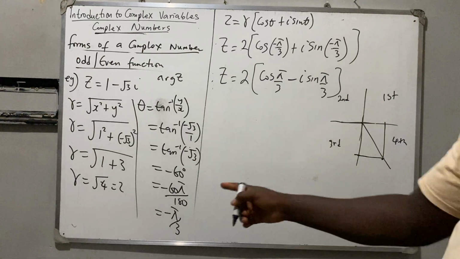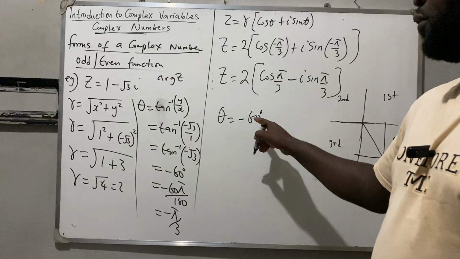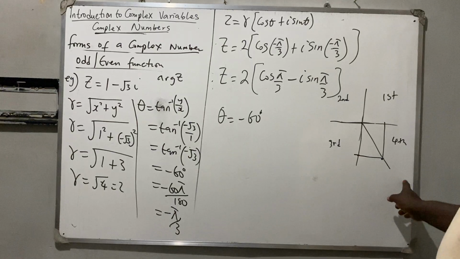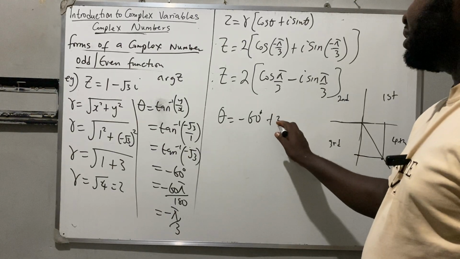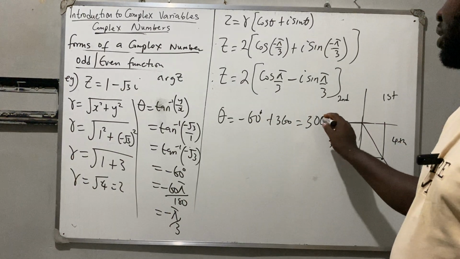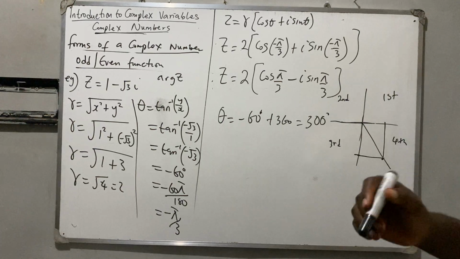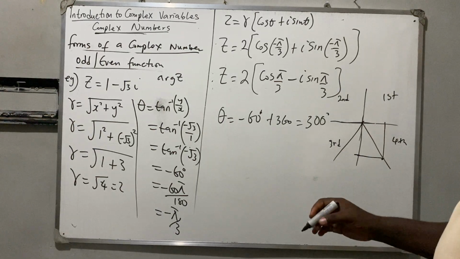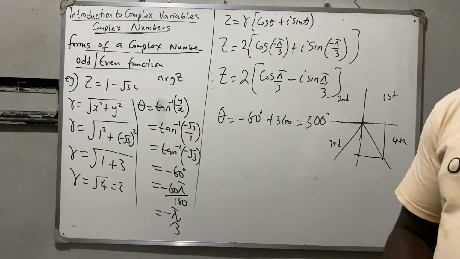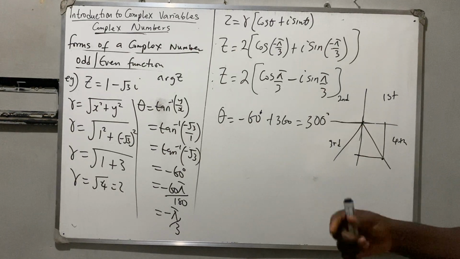We got that our theta is equal to negative 60. For us not to use this negative, we change it to positive. How do we change it to positive? It's in the fourth quadrant, so we add 360 to it. The answer is the same. Negative 60 is the same as 300 degrees. So that's another way to do that. But if it's in the second quadrant, the manipulation of changing it to positive is either you add 180 or you subtract 180. So depending on the quadrant it falls in.